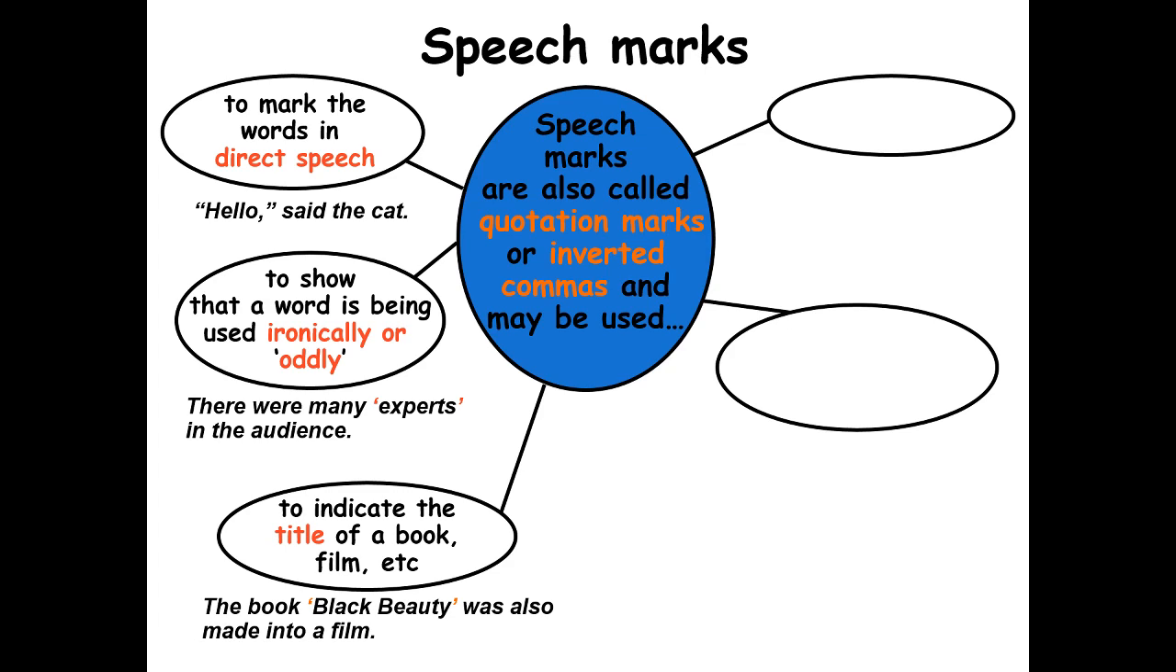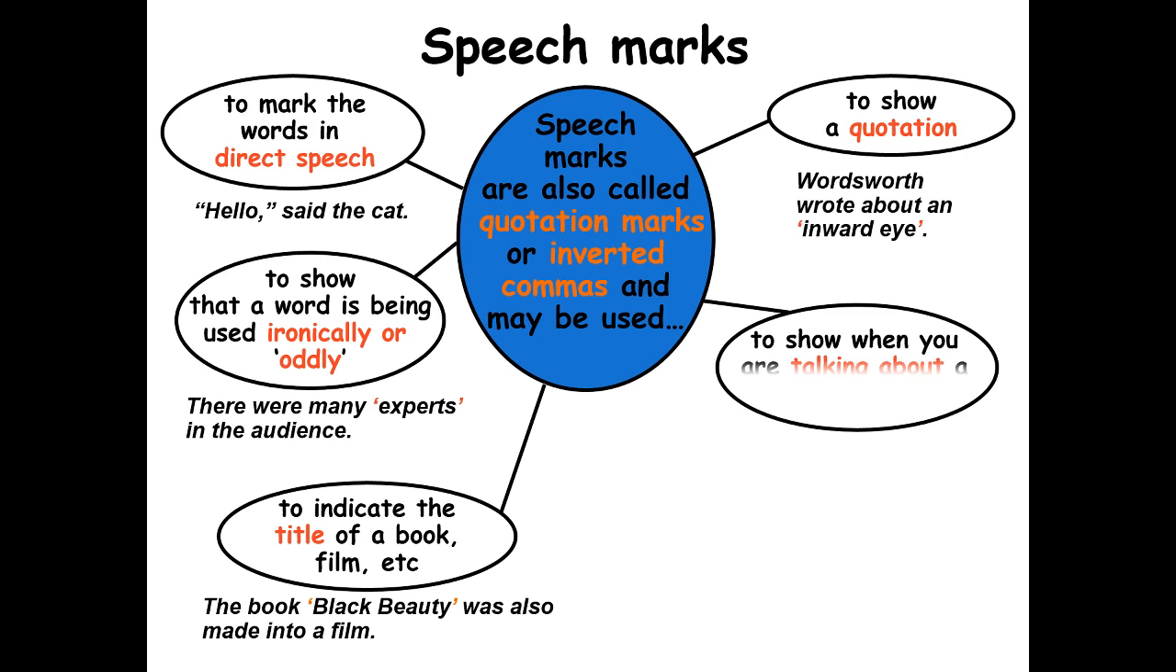To indicate the title of a book, film, etc., the book "Black Beauty" was also made into a film. To show a quotation, Wordsworth wrote about an "inward eye". To show when you are talking about a word or a phrase, the word "exit" is the Latin for "he goes out".